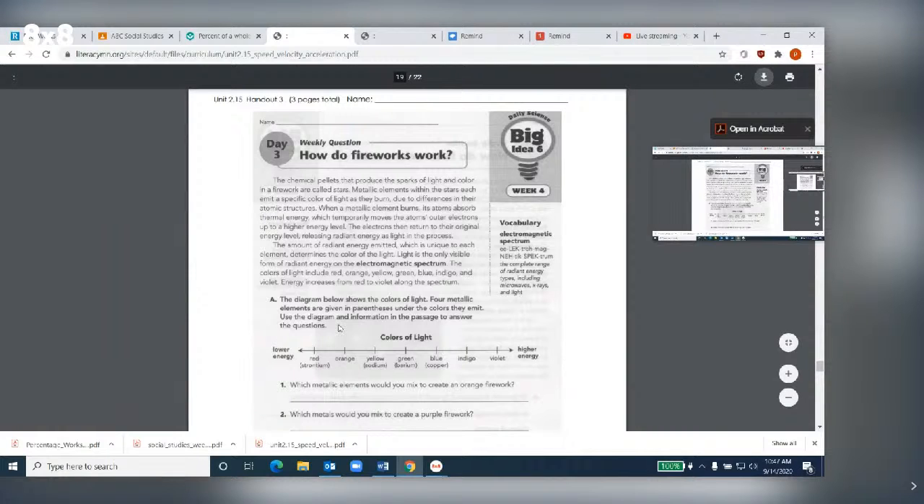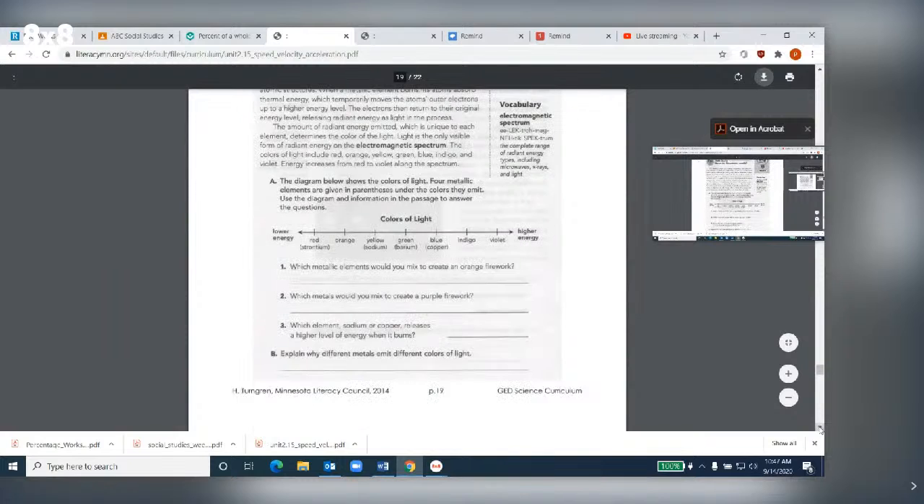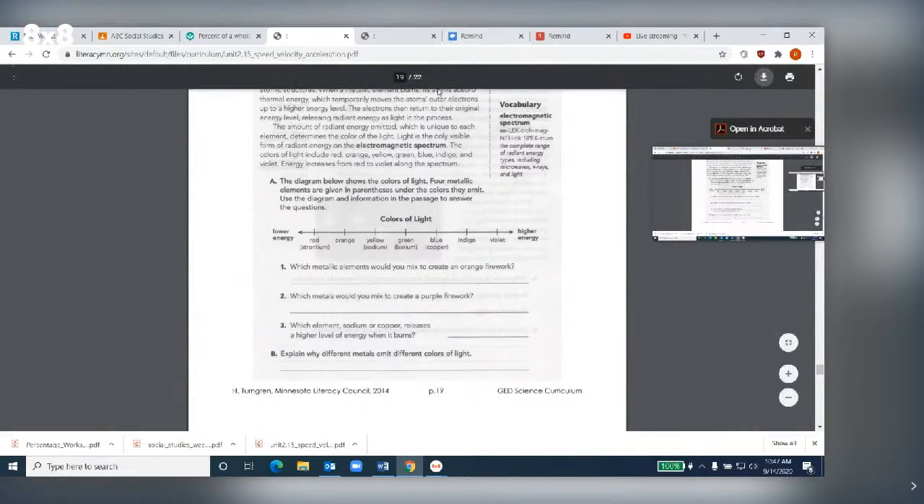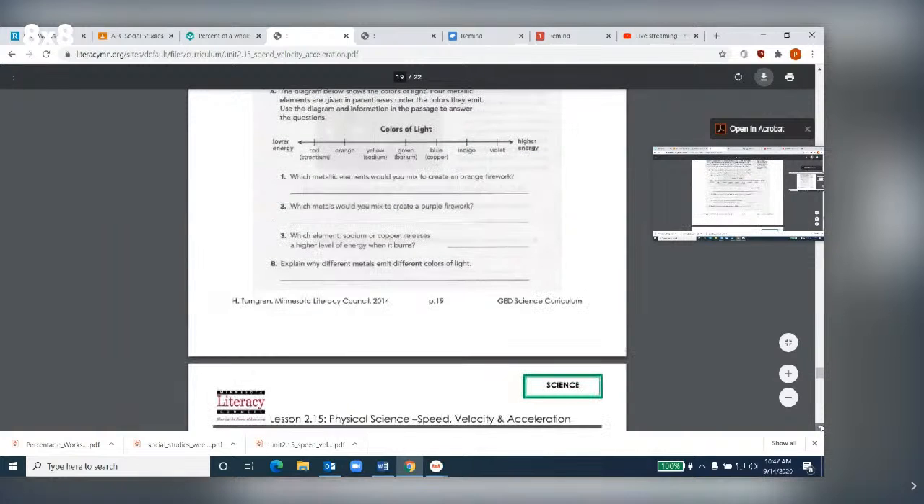This is just covering what we talked about the other day about the spectrum. And which element, sodium or copper, releases a higher level of energy when it burns? And remember, the more energy, the higher energy is to the right. So sodium is here, copper is here, so copper releases more energy. And explain why different metals emit different colors of light, and that's covered right up in here, you guys. So the answer is right in that one right there.